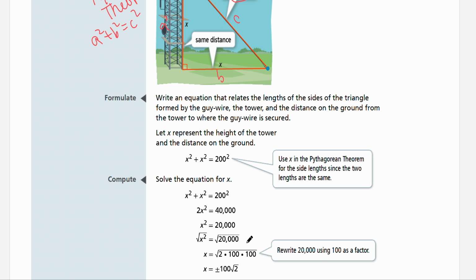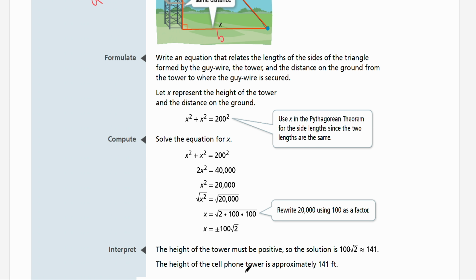Square root both sides, and then factor them out so that you can square root easily. Square root of 100 is 10. So 10 times 10 is 100, and you have root 2. So it's plus or minus 100 root 2. It's not a perfect square, but you can leave it like that. The height of the tower cannot be negative, right? So you can opt out the negative solution and say the solution must be 100 root 2, which is about 141. So it's approximately 141 feet.